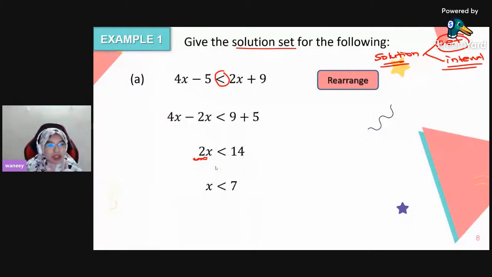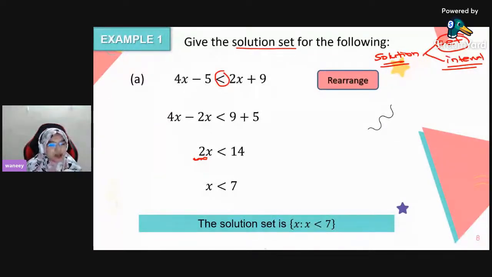Okay, so now how are we going to write them down in solution set? In solution set, you will need to have the set notation, of course. So those curly brackets represent the set notation. And then whatever your answer is will be inside, x less than 7. But you need to write down one more thing, which is x such that. So this is what they mean over here: x such that x will be less than 7. So that is how we are going to write them down in solution set.